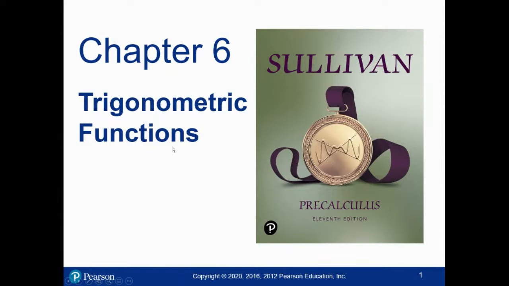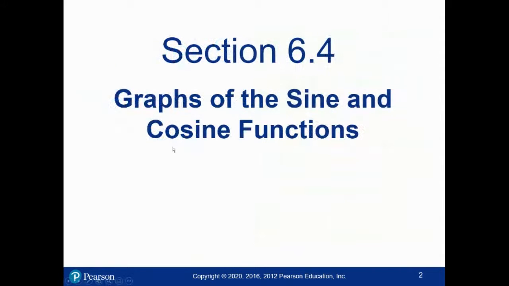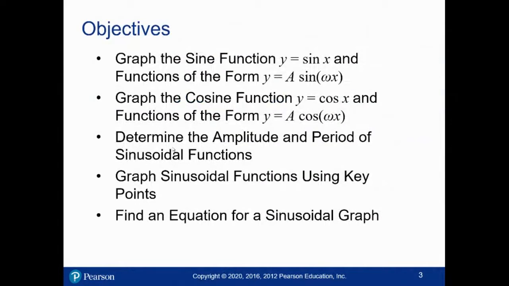Here we are, charging forward through chapter 6, on to section 6.4. So we've got our sine and cosine functions. I mean, we also have tangent and cotangent and all that, but in this section, we're just going to focus on sine and cosine, the two most fundamental ones, and we're going to look at their graphs and properties of the graphs.